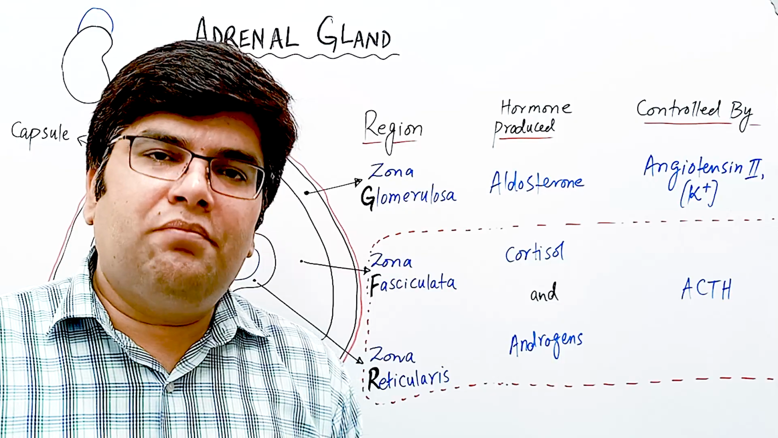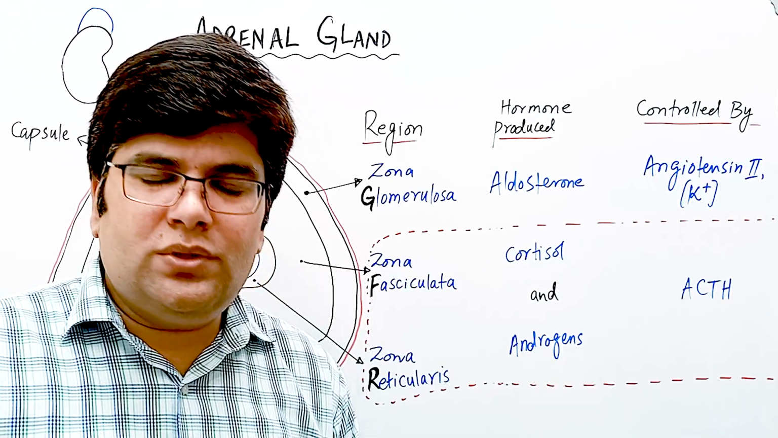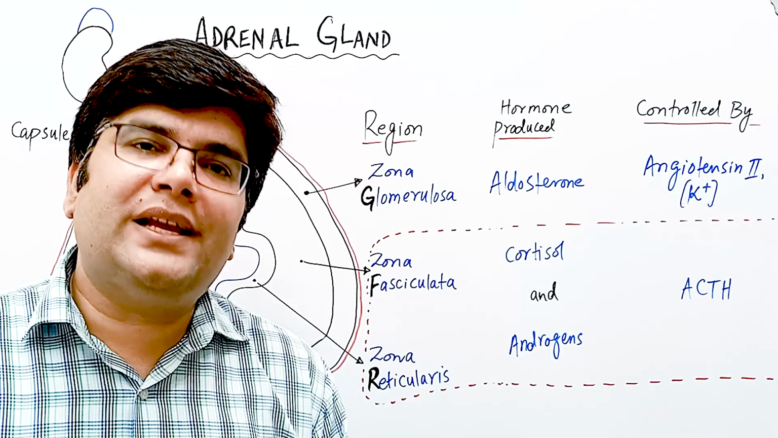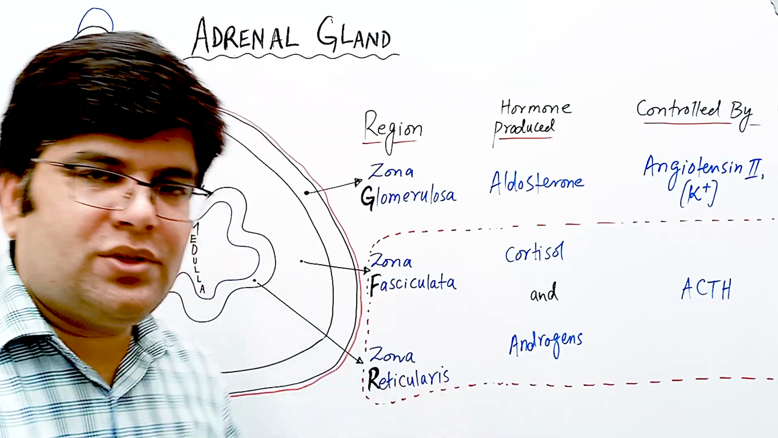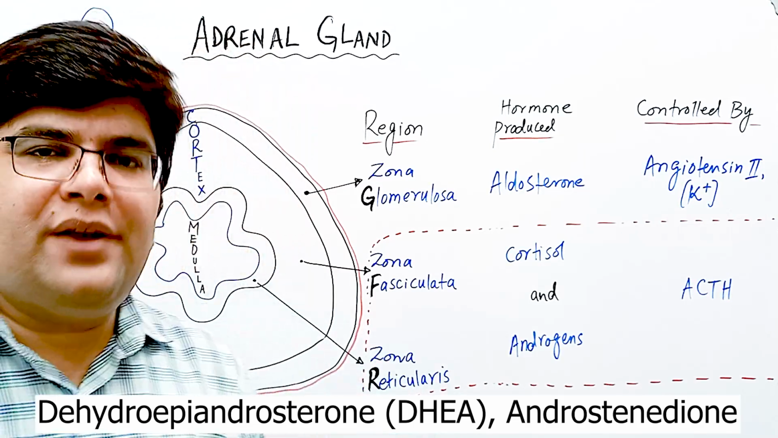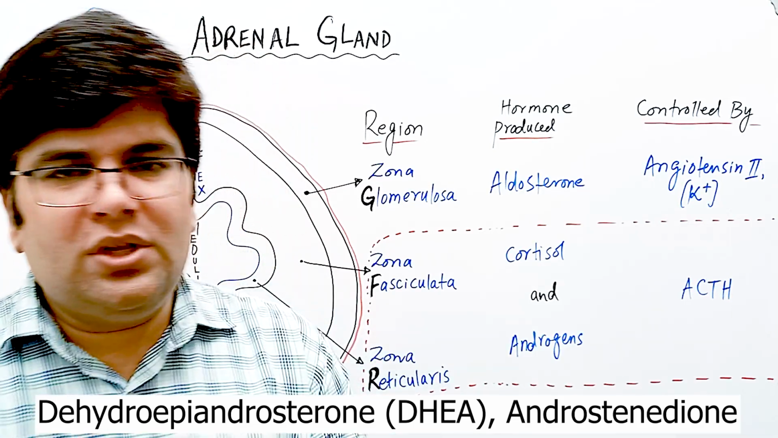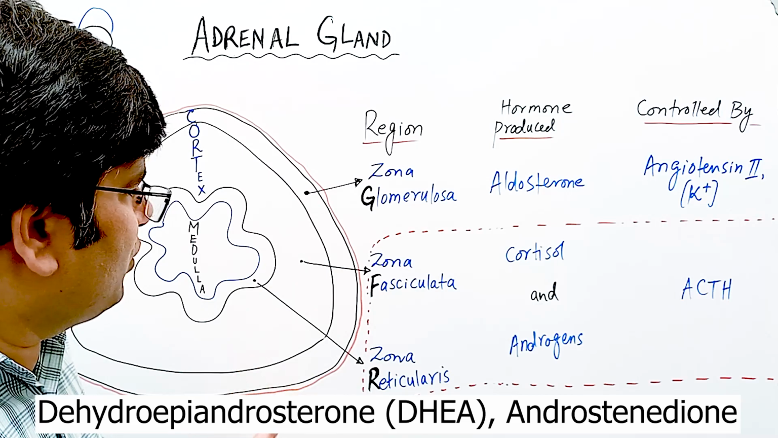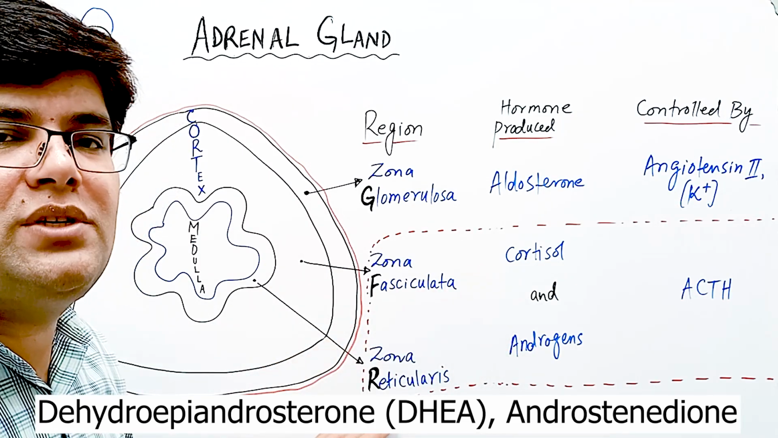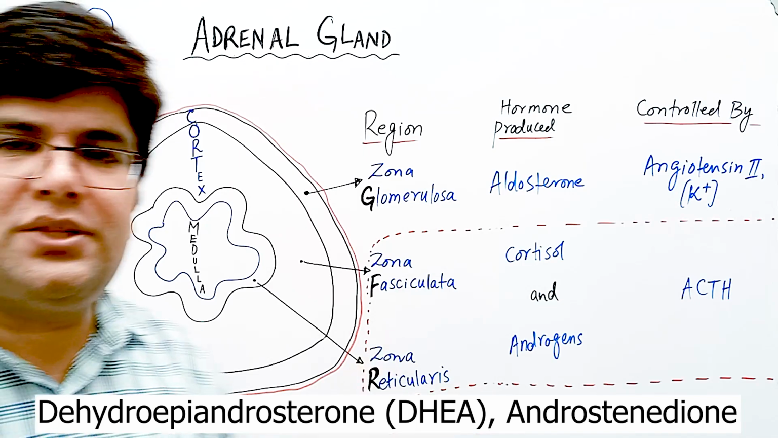Androgen hormones are male type hormones. The major androgen produced by the testes in males is testosterone. However, these androgens, dehydroepiandrosterone and androstenedione, are present both in males and females, and they are produced both from the middle layer, that is zona fasciculata, and the innermost layer, which is zona reticularis, of the adrenal cortex.